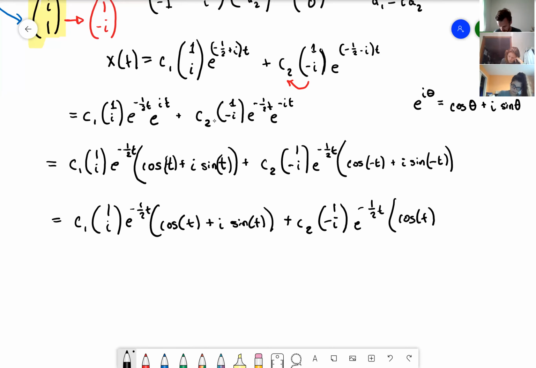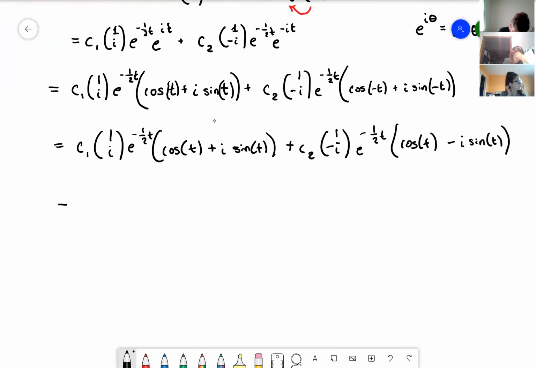And then I sine of negative t. Well, sine of negative t, sine is an odd function. So sine of negative t is negative sine of t. This is minus I sine of t. So we've rewritten it in terms of cosine t and sine of t.